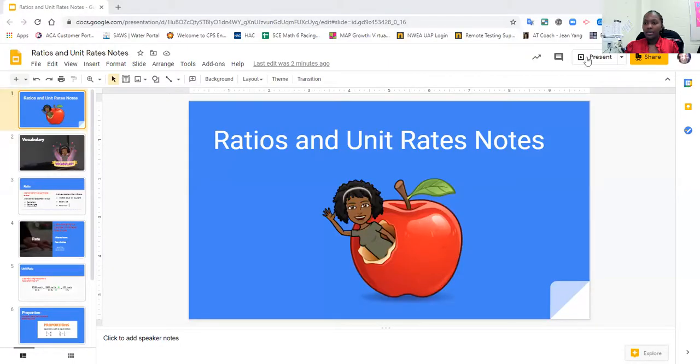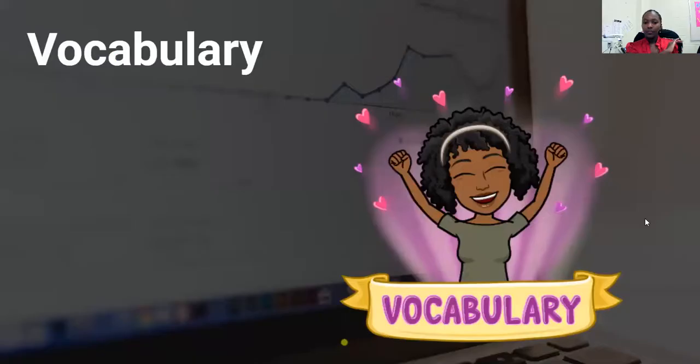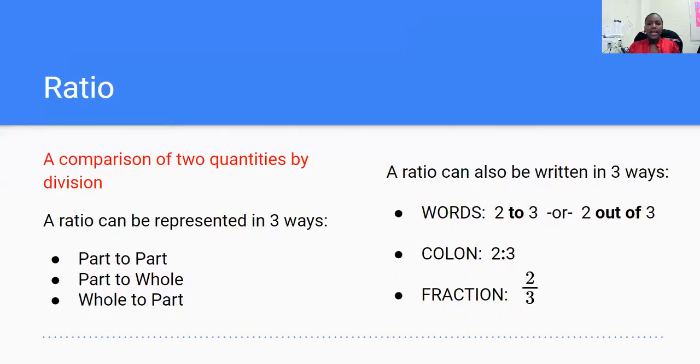Unit rates. All right, I'm going to put this in present mode. There we go. All right, ratios and unit rates notes. Vocabulary. If we know what it means, it kind of helps us solve it, right? All right, a ratio is a comparison of two quantities by division. That sounds like simplifying, right? Well, that's what it is, simplifying.